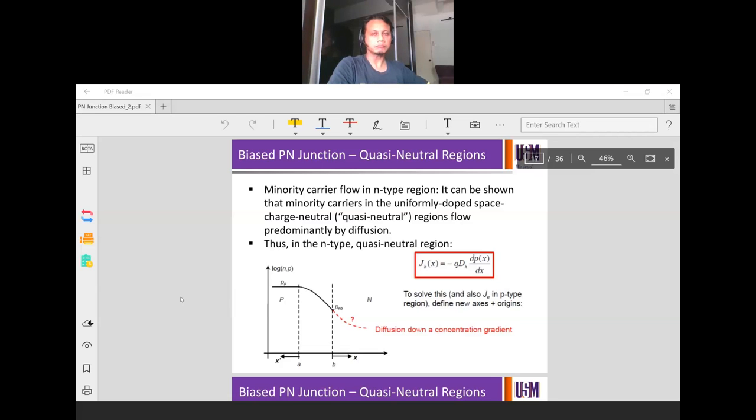So due to the new diffusion by the forward bias, you will see higher concentration of holes at the end of the depletion region on the n side, and you will also see more electrons at the end of the depletion region on the p side, and that's given by just now the p_n(b) and n_p(a). So due to the applied bias, p_n(b) is higher than p_n0, and n_p(a) is higher than n_p0, right?